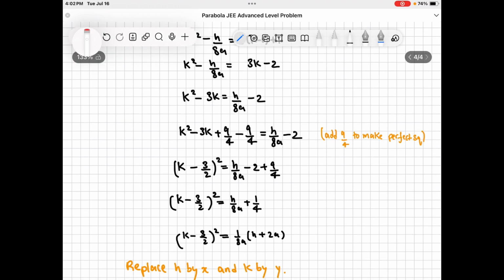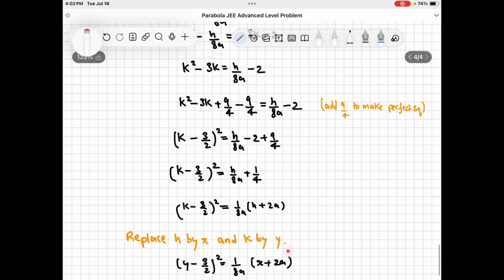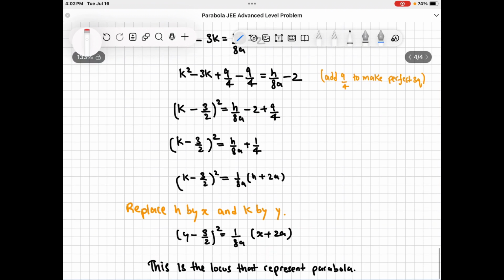Now we replace h by x and k by y, and this turns out to be the equation. And this is the locus that represents the parabola.